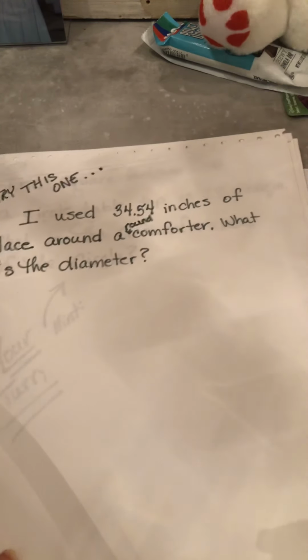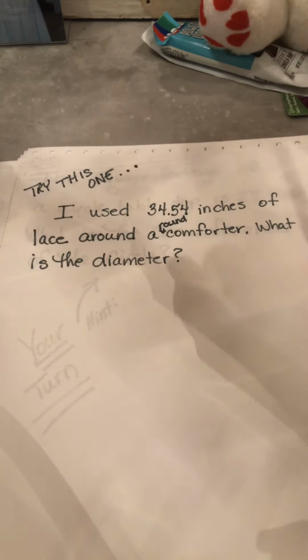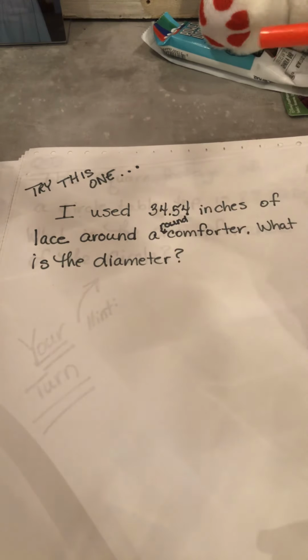All right, this one. You guys were doing really good on these on the quiz, but I just threw it in for anybody that was struggling. So this is your turn. I used 34.54 inches of lace around a comforter. What is the diameter? I'll give you a minute. See you back here.